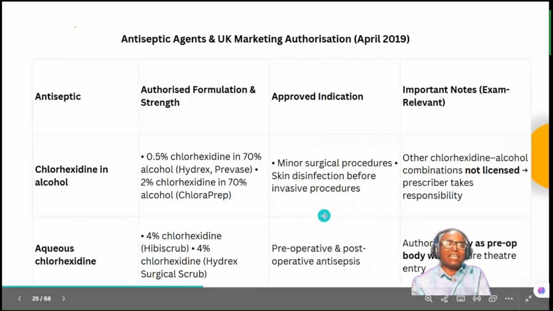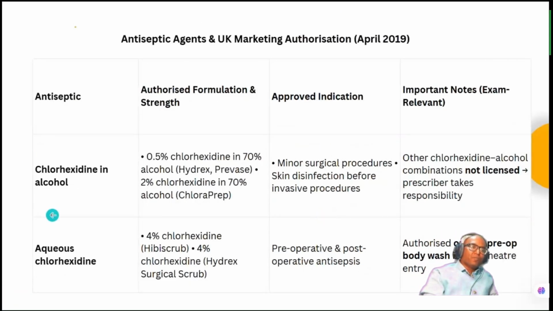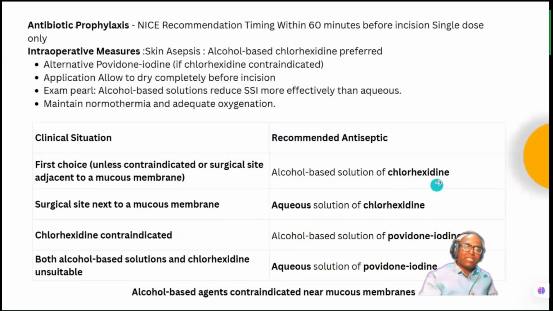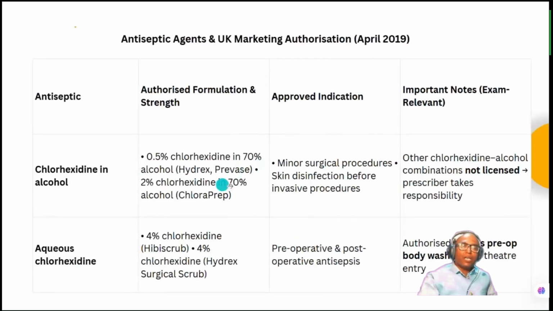The next slide talks about certain percentages. Chlorhexidine in alcohol. Remember, alcohol here is always 70% alcohol. So when you are selecting the right option here, select the percentage also properly. Always look for 70% alcohol.